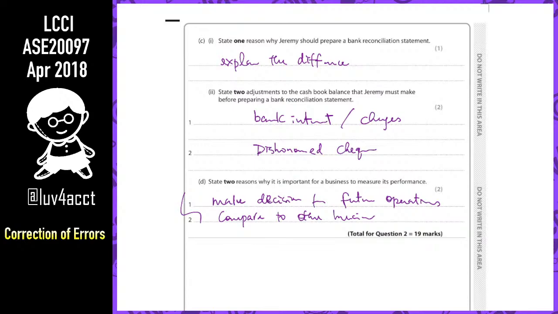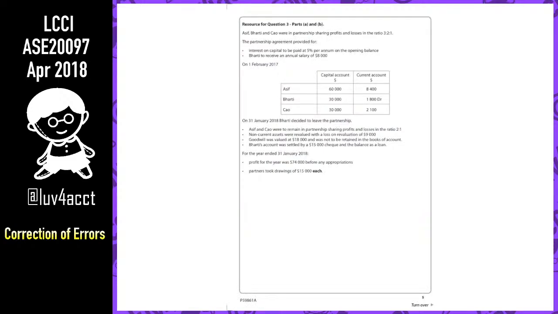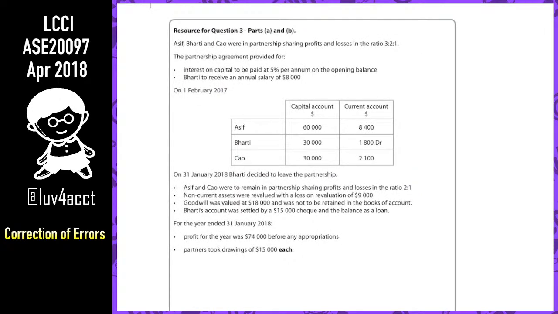19 months. I am very unhappy with this paper. Anyway, we will continue for partnership.